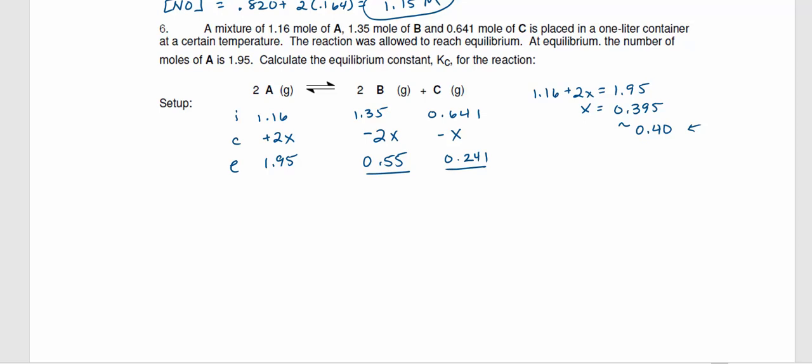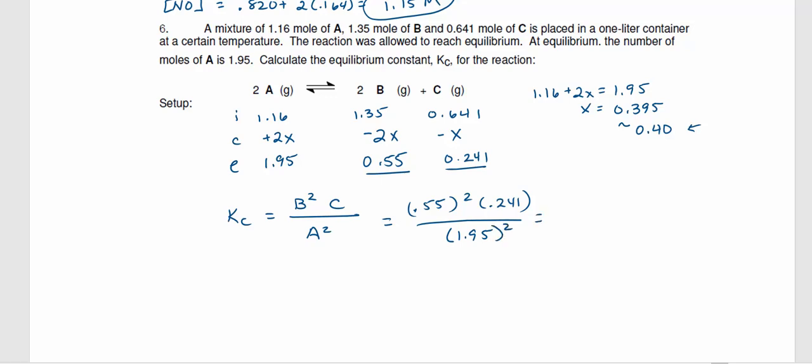So now I can calculate the Kc, which is going to be B squared times C over A squared. I insert my values and do the arithmetic. So 0.55 squared times 0.241 divided by 1.95 squared, and I get a K value of 0.0191, or about 0.019.